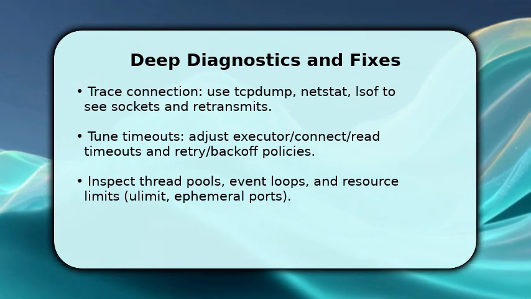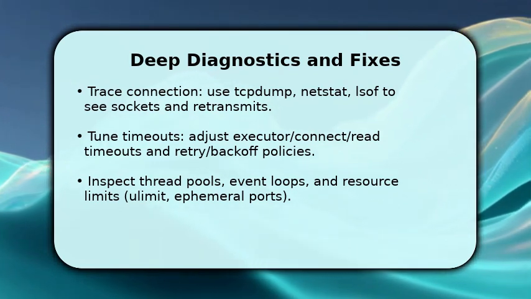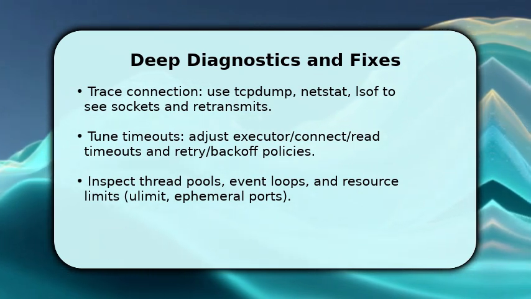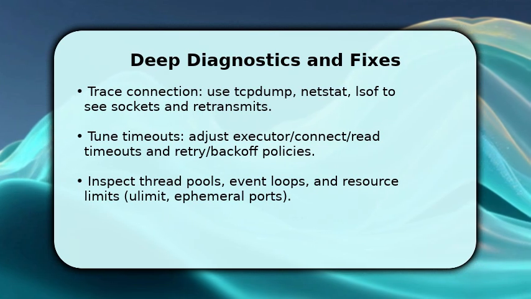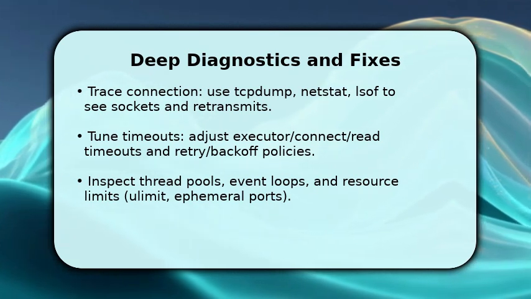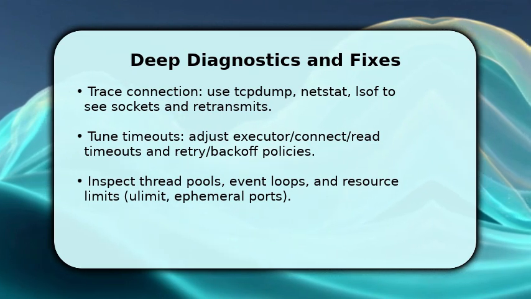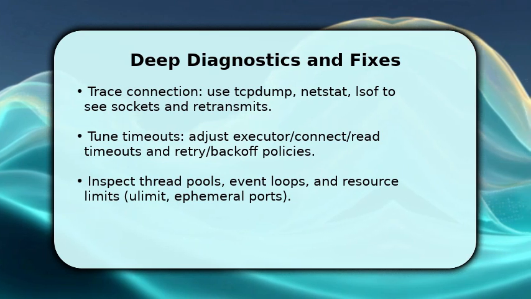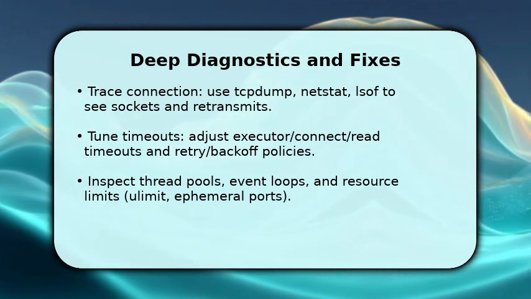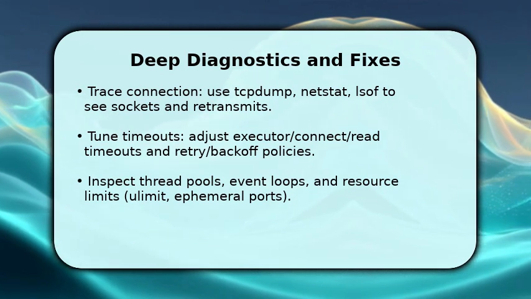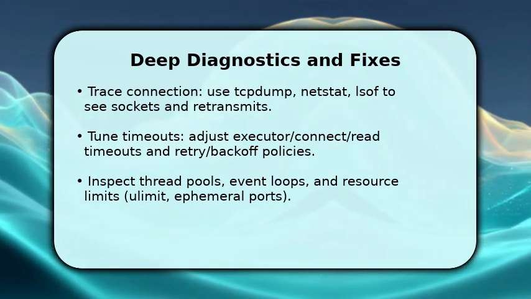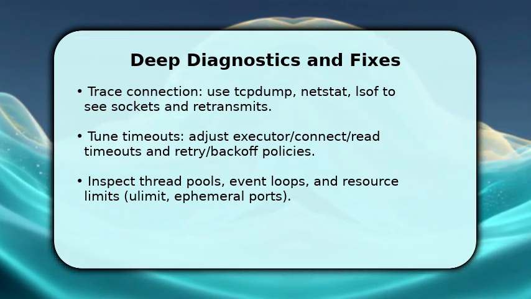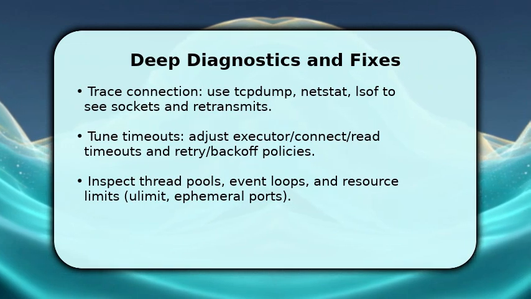Next, you dive into diagnostics to find the root cause. Run tcpdump to observe packets, use netstat or ss for socket states, and lsof to map FDs. Once you see stalls or retransmits, adjust executor-side timeouts and client connect/read timeouts so they match realistic network latency. Also tune retry and exponential backoff. Check thread pools and event loop saturation, and raise file descriptor or ephemeral port limits if needed. These steps address both network and resource bottlenecks causing the timeout.